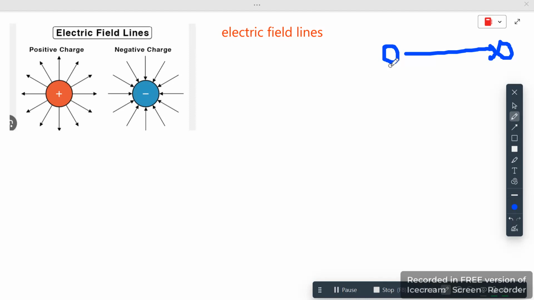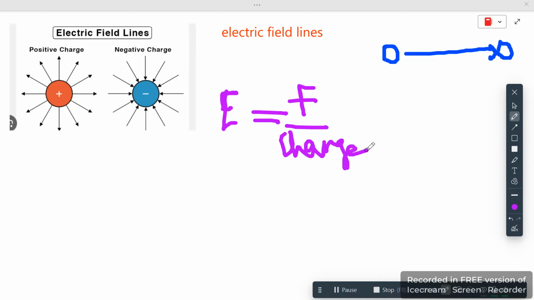Now, as we know, electric field lines are imaginary lines which we have not seen in real life but we imagine, whereas magnetic field lines are real. So I'm going to write the formula. Electric field lines are denoted by E, where we have the force upon charge. So E is equal to F upon Q, where F is force and charge is denoted by Q.